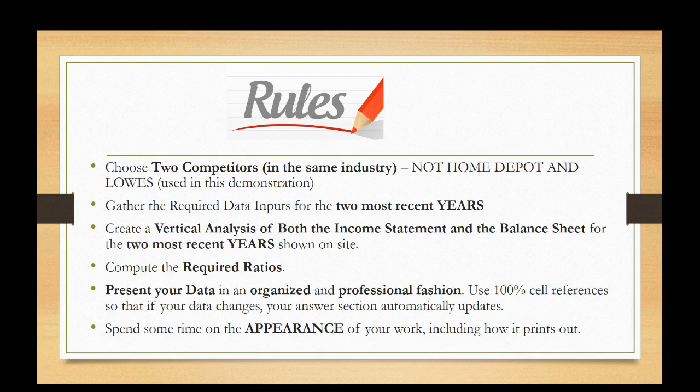I want to go over the rules one more time before I close this presentation. You're to choose two competitors in the same industry. You may not choose Home Depot or Lowe's because that's what I used in this demonstration, and I want you to do the research. You're going to gather the required data for the two most recent years that you can find. Make sure your data is in annual terms, not quarterly. You'll create a vertical analysis of both the income statement and the balance sheet for the two most recent years shown on the site. You'll then compute the required ratios.